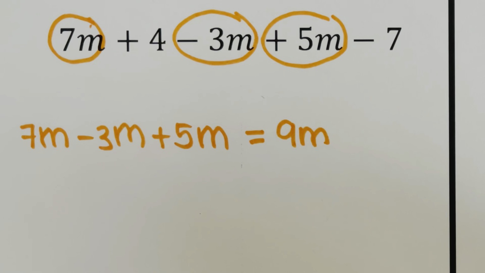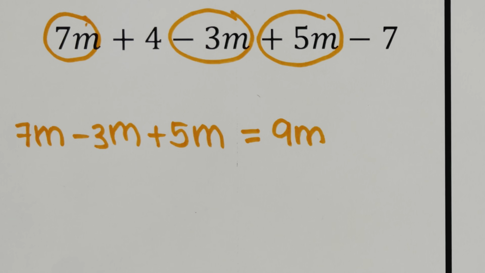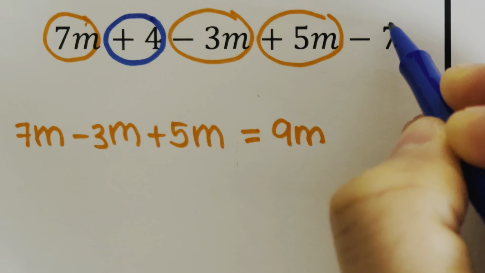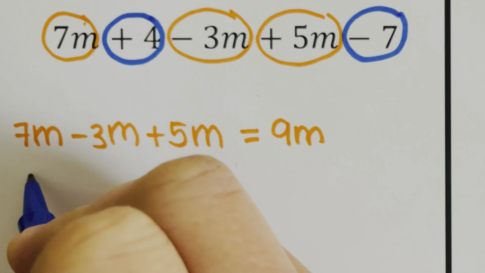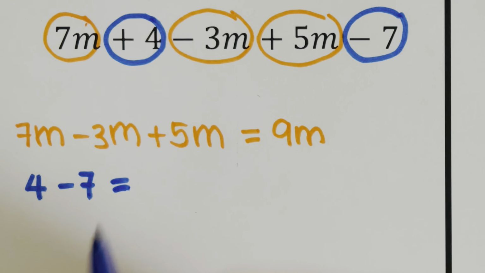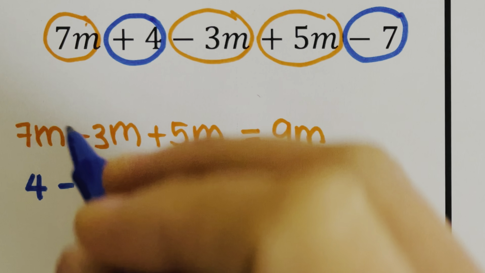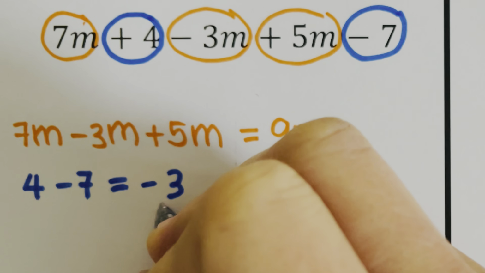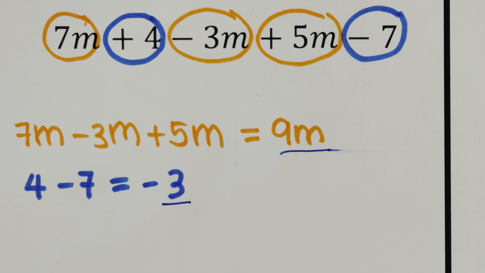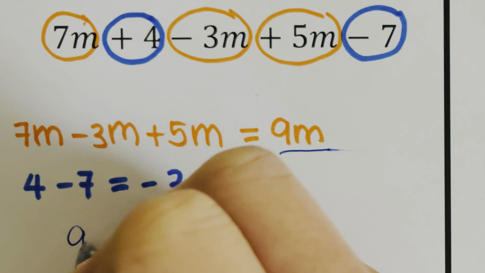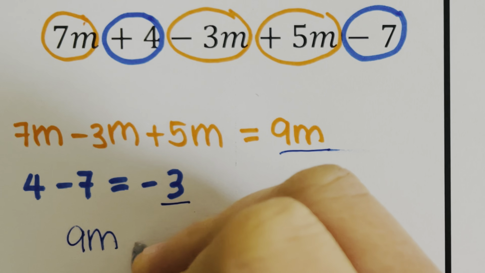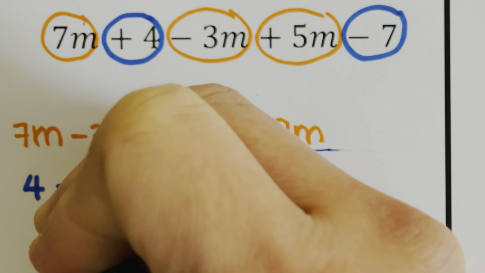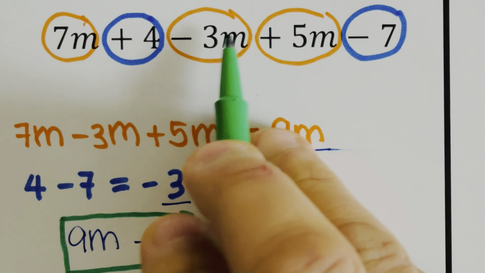And so we combine those with no variables on them, or the constants. That would be positive 4, and we have a negative 7. So I write this, and this would come out 4 minus 7 is negative 3. Then we can say that the simplified version, after we combine all the like terms, would be 9m. I got that from here, and then that's a minus 3. So this is the simplified version of this expression that we have up there.